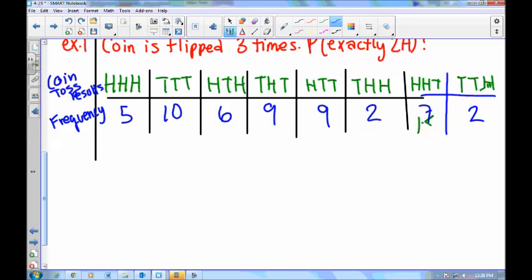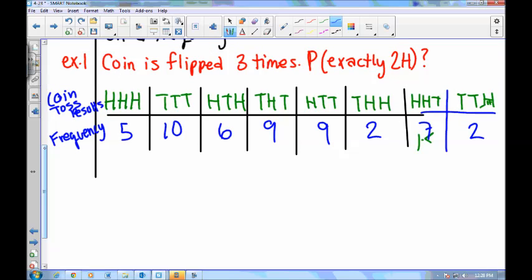Okay, we're going to first answer the question, what's the probability that we get exactly 2 heads? This is relative frequency. Does this one have exactly 2 heads? Heads, heads, heads. Is that exactly 2 heads? Does this one have exactly 2 heads? Does this one? Yes. Does this one? Yes. Okay, so add them up. How many had exactly 2 heads?